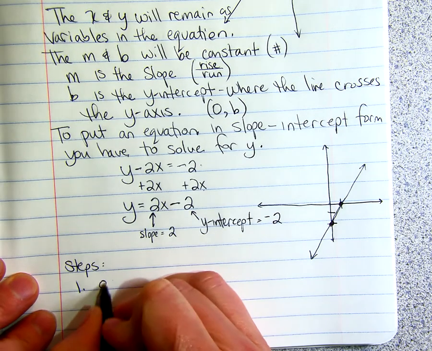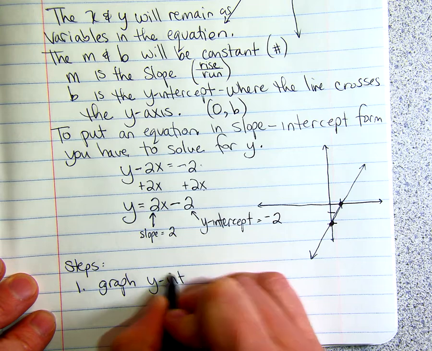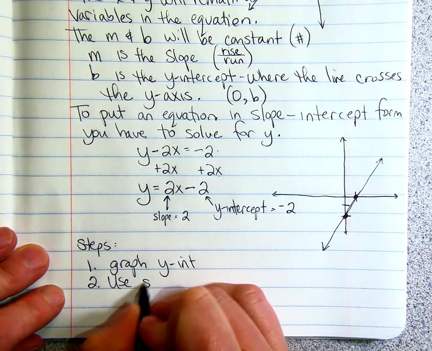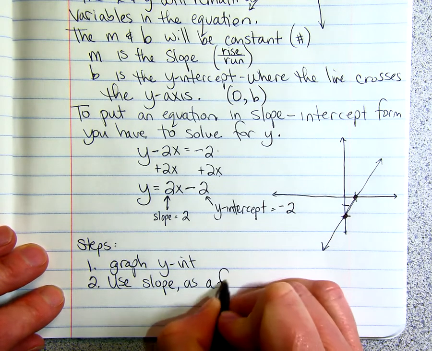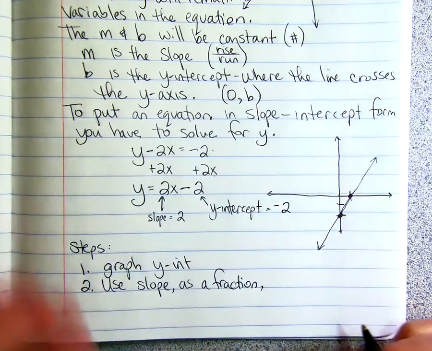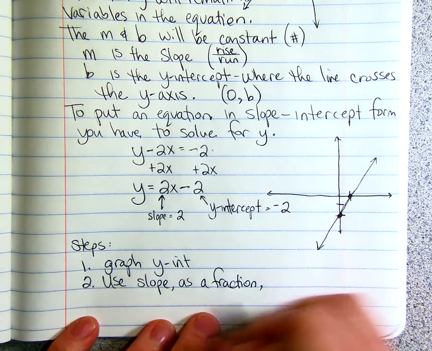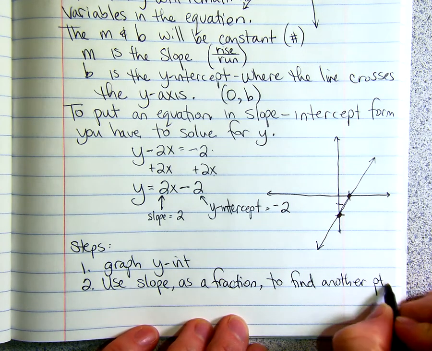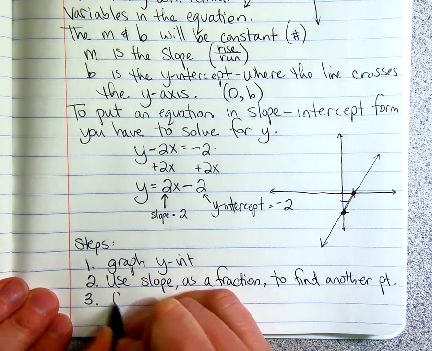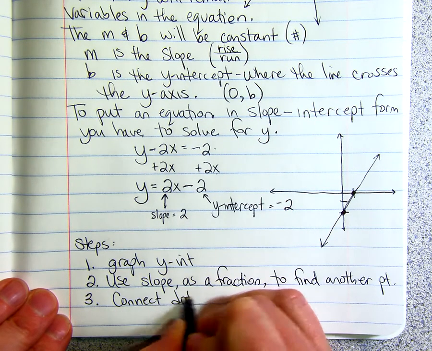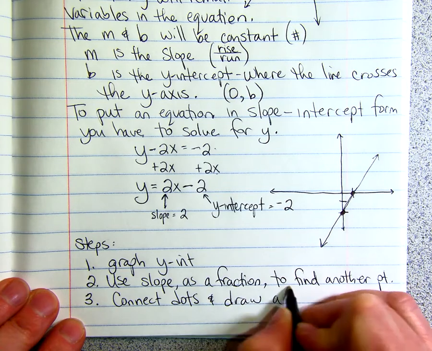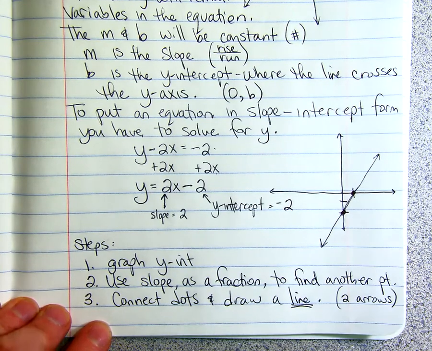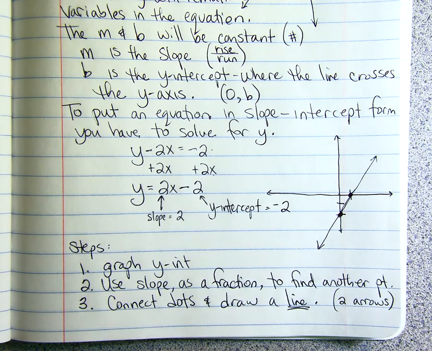So the steps that we did to graph: Number 1, you want to graph the y-intercept. So start on the y-axis and graph that point. Number 2, you're going to use the slope as a fraction, so you might have to write it as a fraction if it's a mixed number or a whole number. And you use that slope to find another point that will be on the line. Number 3, connect the dots and draw a line. Remember, a line has 2 arrows on it, not a segment, not a ray. We want 2 arrows. That's the end of the lesson.